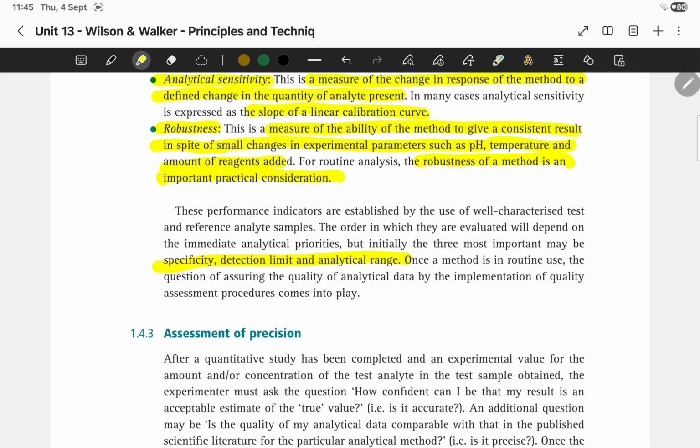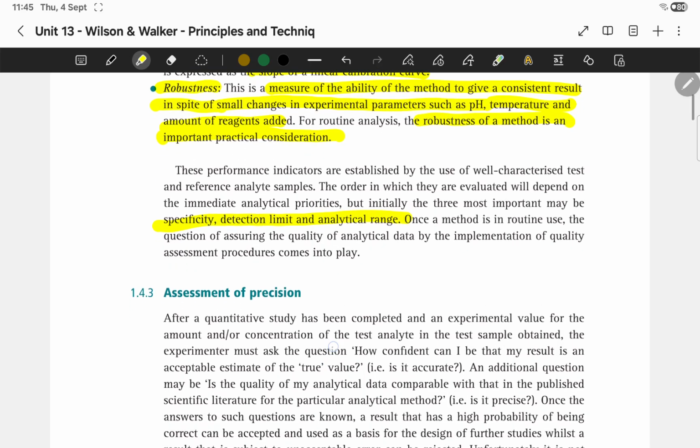Once the method is in routine use, the question of assuring the quality of the analytical data by implementation of quality assessment procedures comes into play.